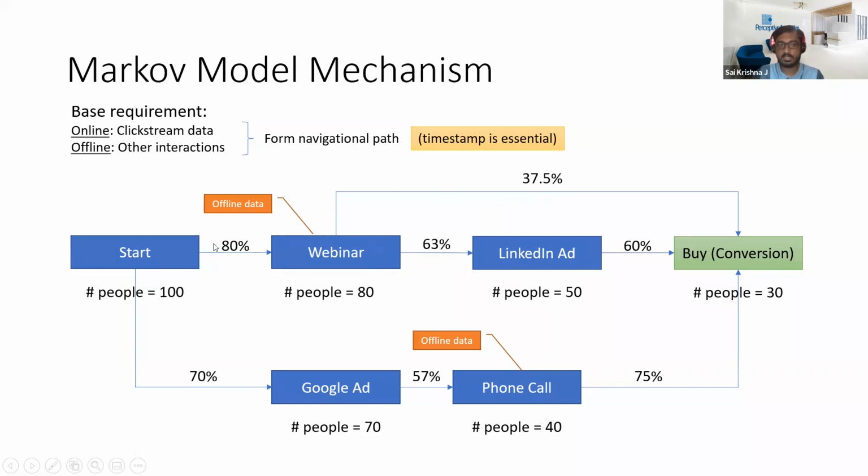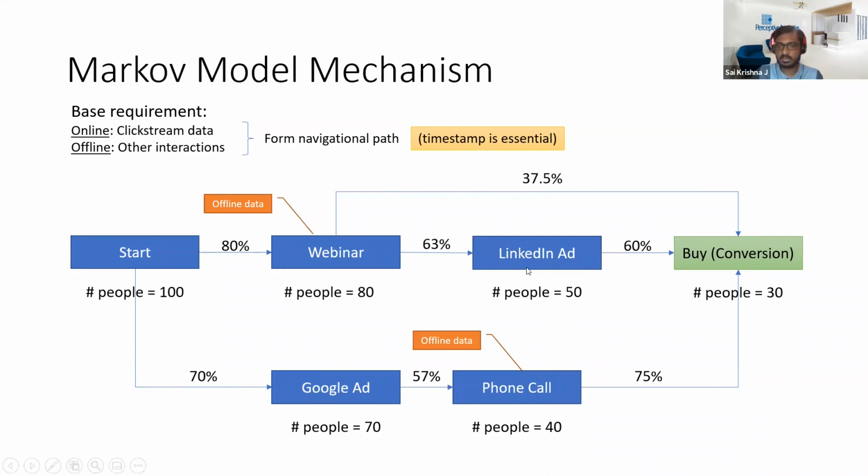Okay, so basically the 80% is nothing but 80 by 100. 63% is nothing but 50 by 80. Now, there is also one more flow where people have attended this webinar and directly purchased the product. So this 37.5% is nothing but 30 divided by 80. So this is what I meant when I was saying it is a short-term process. So any particular stage is dependent on only the previous stage.